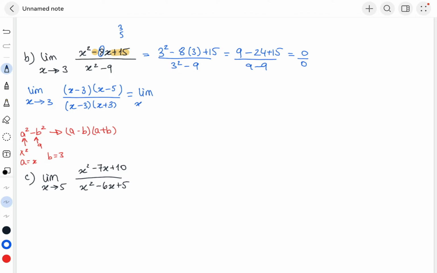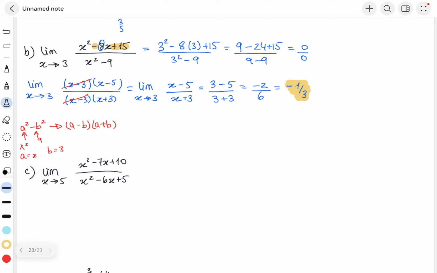Now we'll try eliminating and see if we can cancel anything out. We can look, we have x minus 3 at the top and x minus 3 at the bottom, where we can eliminate them. Then we'll be left with x minus 5 over x plus 3. Since there is nothing to eliminate anymore, we can directly replace. We'll have 3 minus 5 over 3 plus 3, which will give us negative 2 over 6. Simplifying it more, we can simplify a 2, which will be left with negative 1 over 3. This will be our final answer.